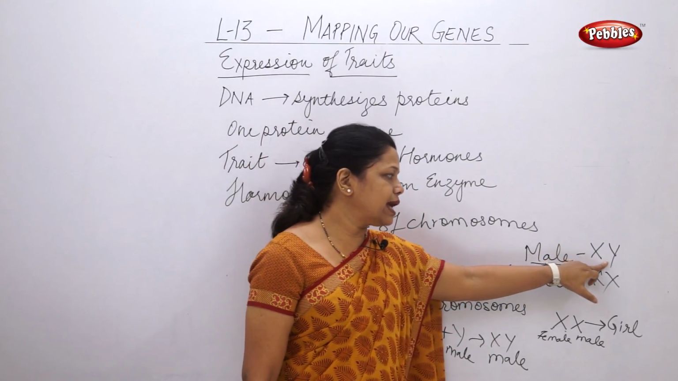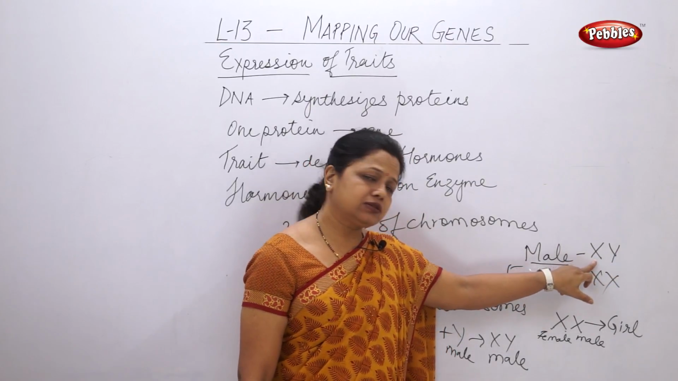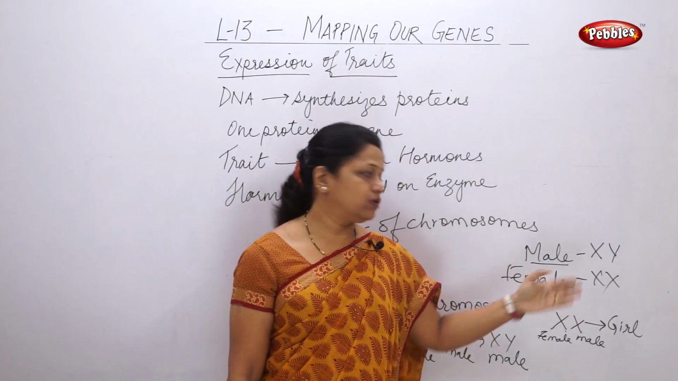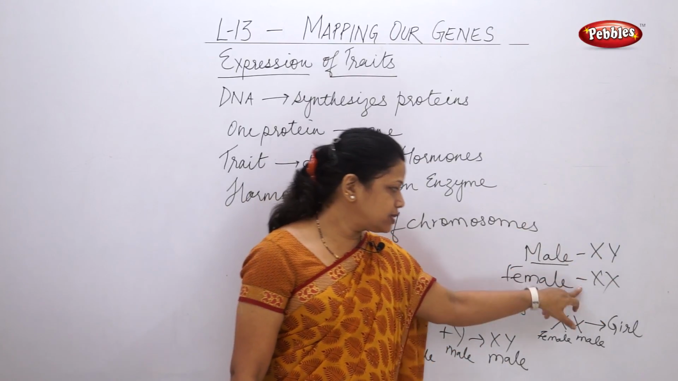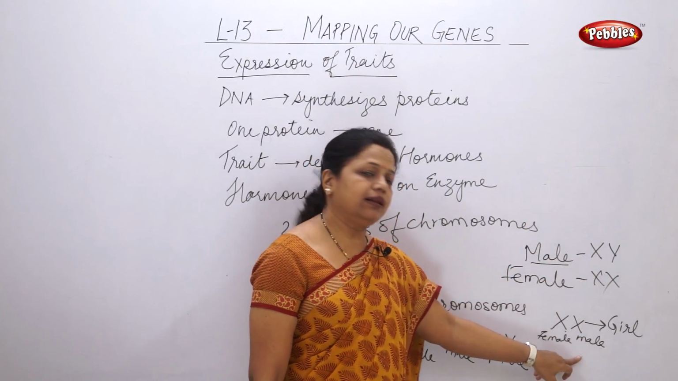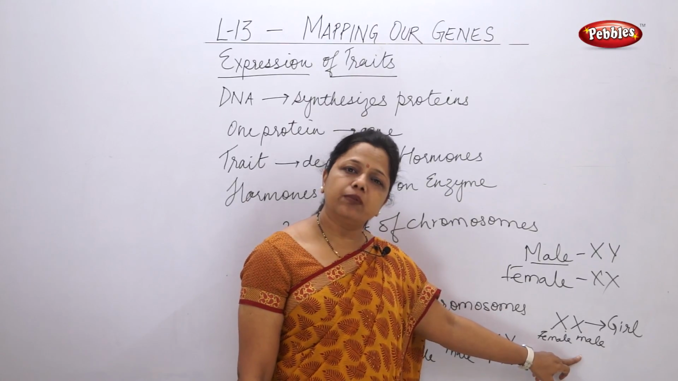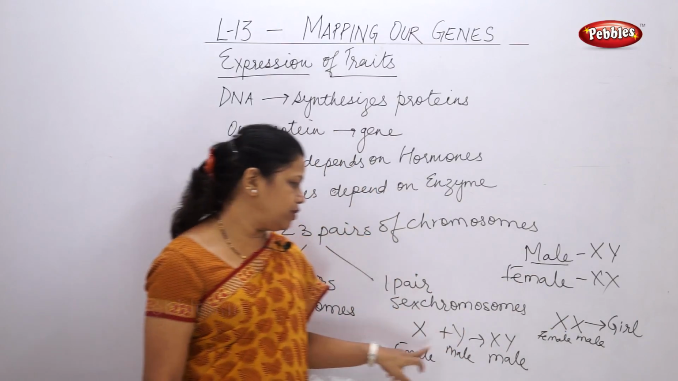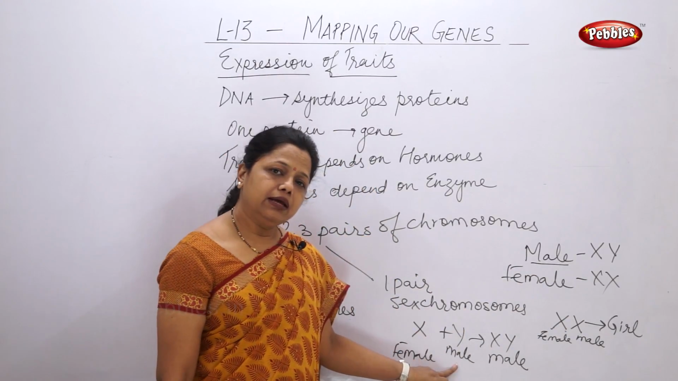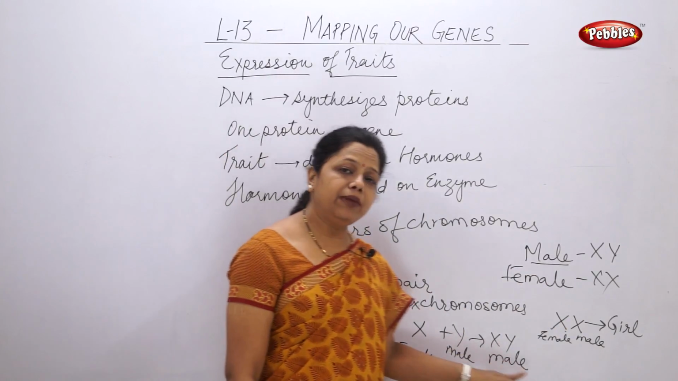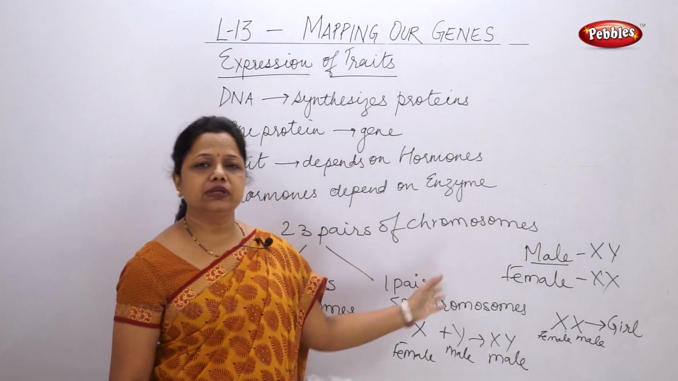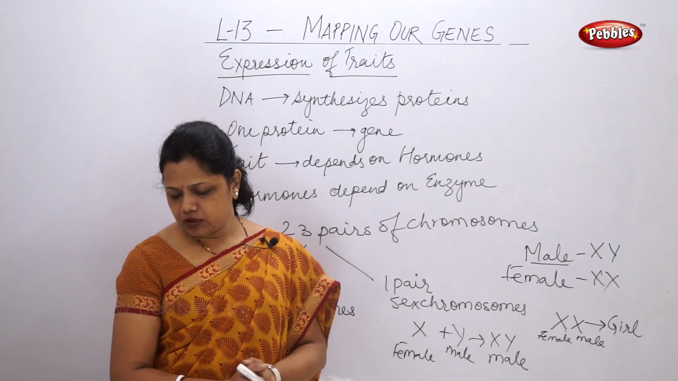So the male gamete sperm will carry either X or Y, and the egg will have X only because both are X. If X from the female and X from the male are fusing and forming a fetus, it will be a girl child. And if X from the female and Y from the male are fusing, it forms a male child, which is X and Y. This is how sex determination in humans is done.